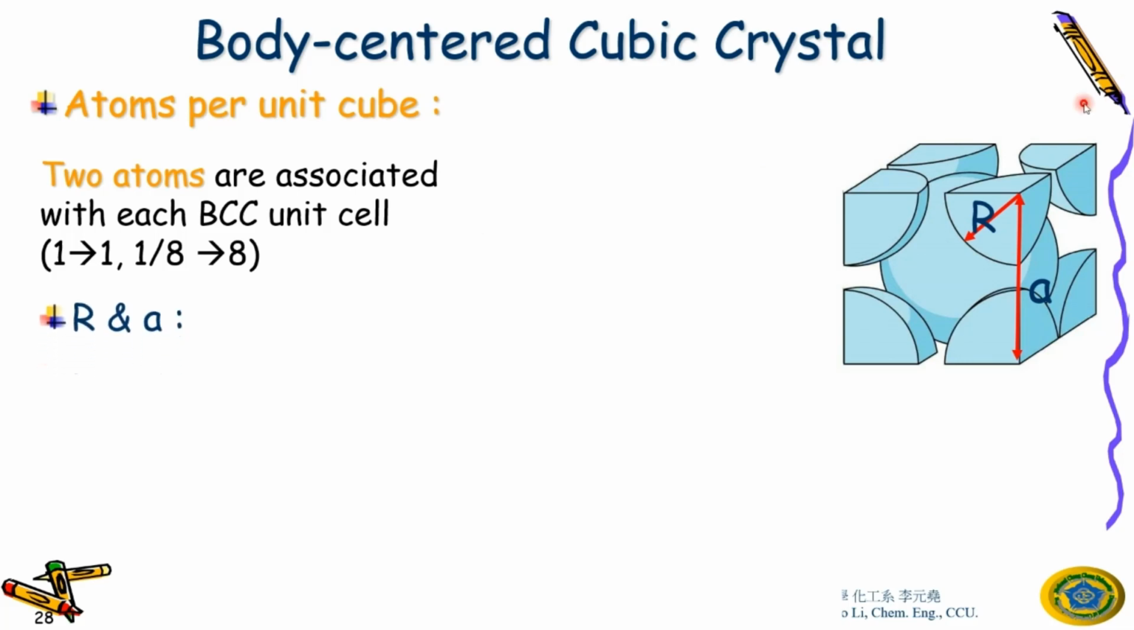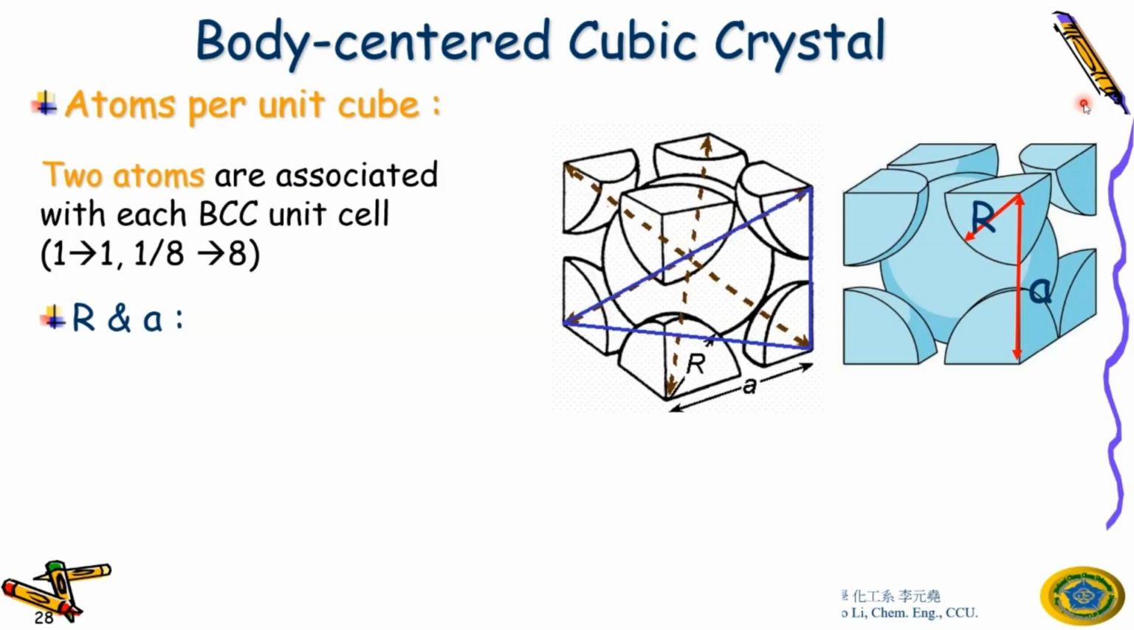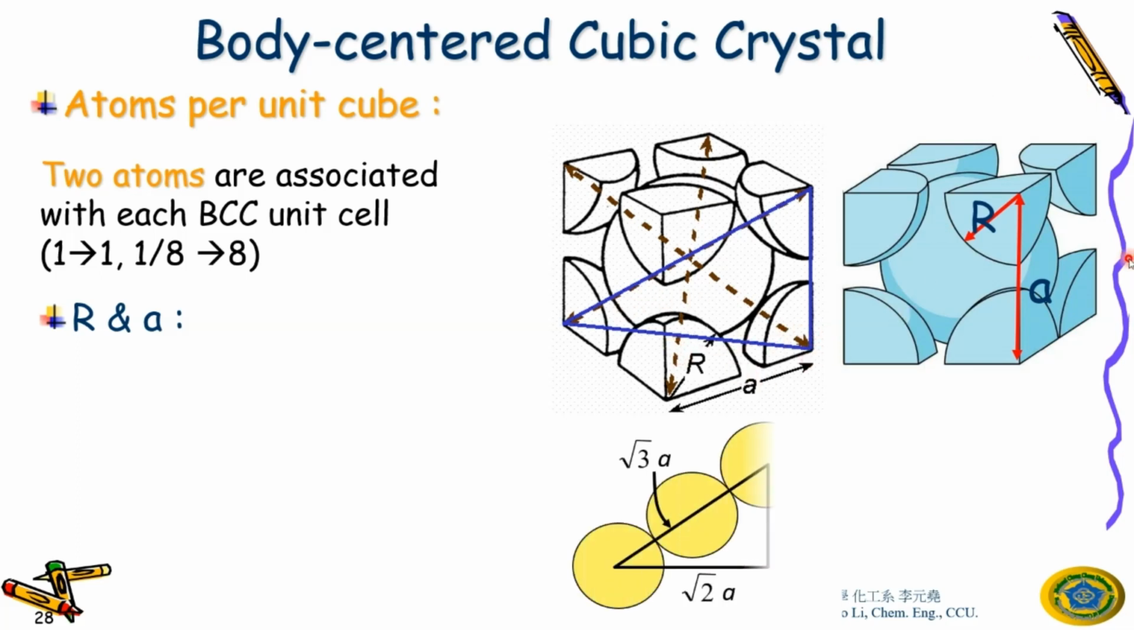And then how about the relationship between the radius and the edge length? In order to find out the APF, you need to know the relationship between the radius and the edge length, right? So let's find out. If we take a top view of this cube, we'll realize that a is this one, this is root 2 a, and this is root 3 a. And you realize this is 4R.